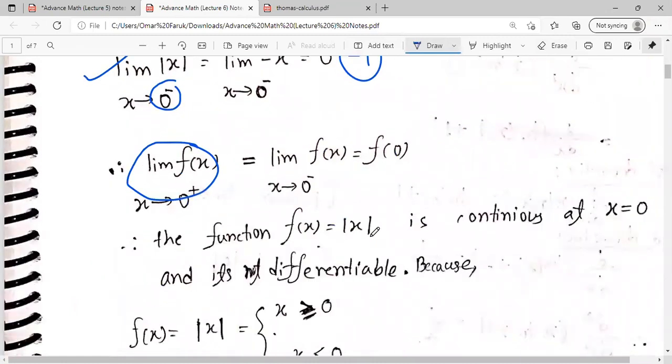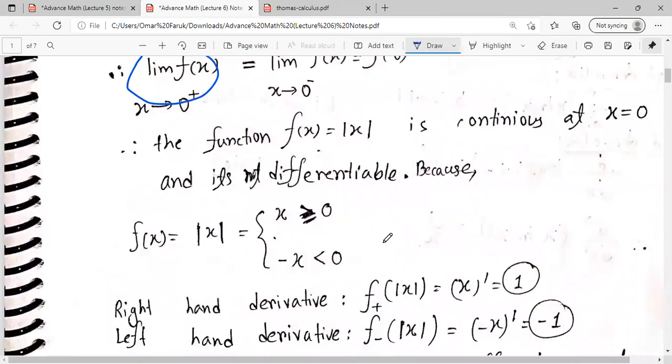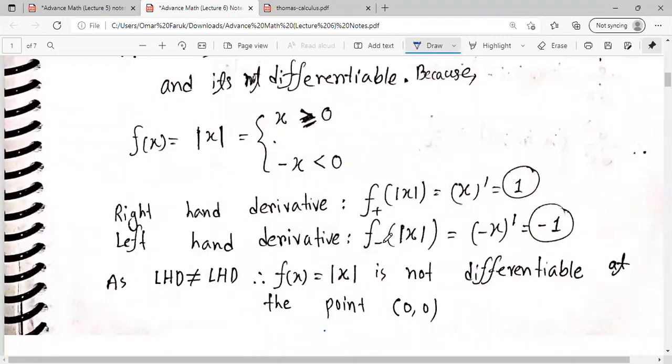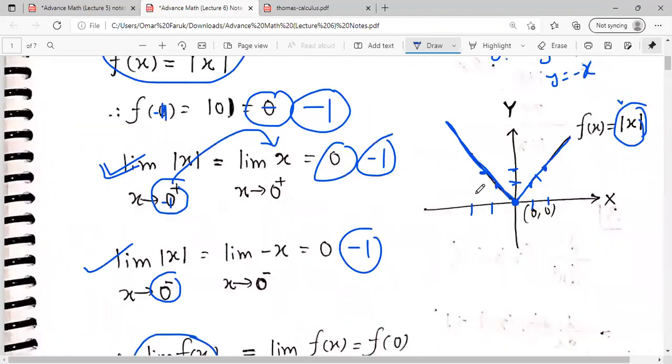Now let's see the derivative at x equal to minus 1.